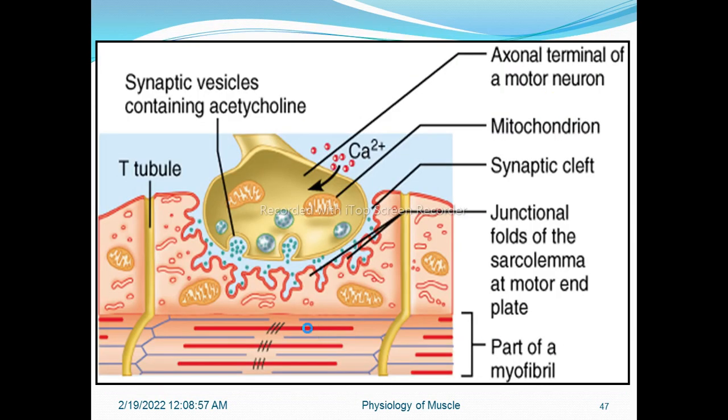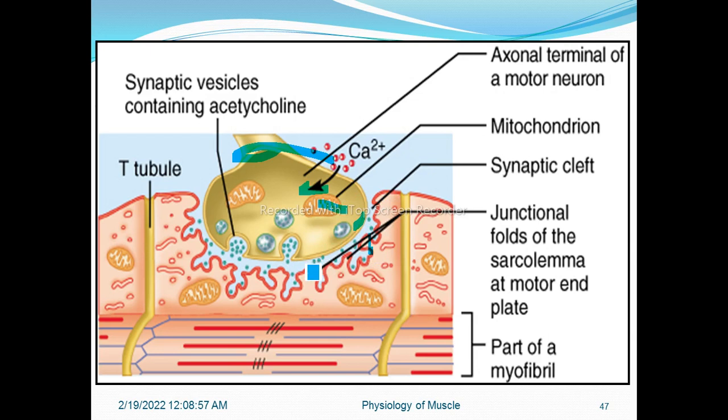This is a neuron. These are synaptic vesicles containing acetylcholine, shown in blue. This is a mitochondria, and there is calcium here. This is the terminal part of the axon. The space between this neuron and this muscle is known as the synaptic cleft.